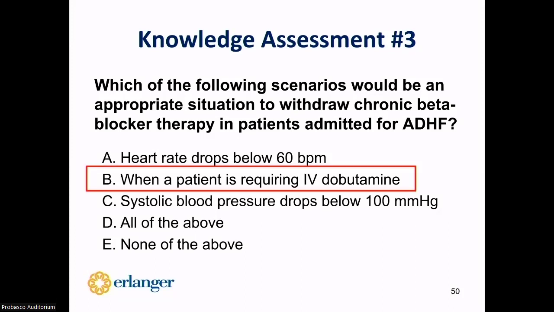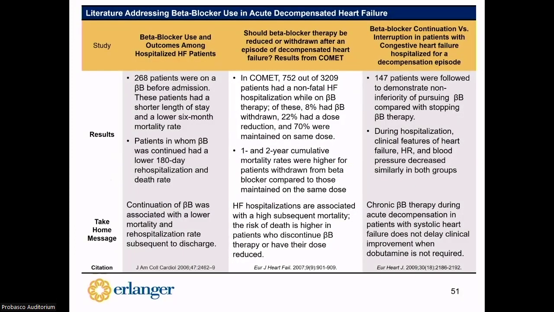So B, I think, is what we have the most literature to support. And we'll go through some studies here moving forward. So there's a little bit more literature to support or discussing the use of beta blockers in acute decompensated heart failure. So I've condensed 3 studies here, and then we'll have some additional ones afterwards.